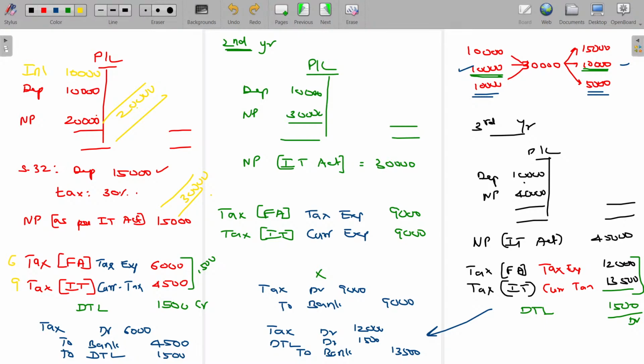Clear? In some cases, expenses are permanently disqualified from being debited. If you are paying anything to a non-resident without TDS, it is permanently disqualified. We have studied that under section 40(a). Isn't it? Permanently disallowed.